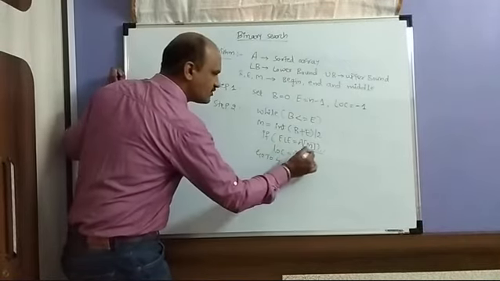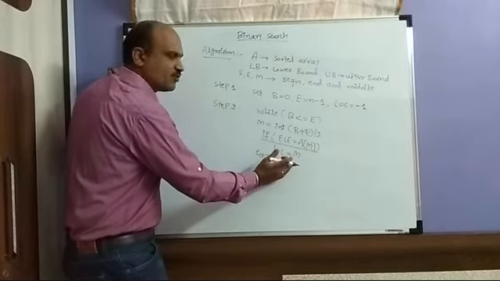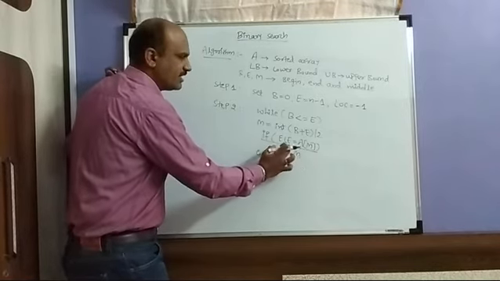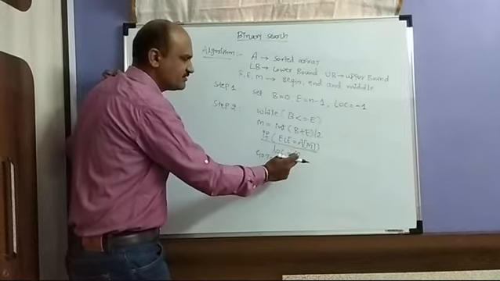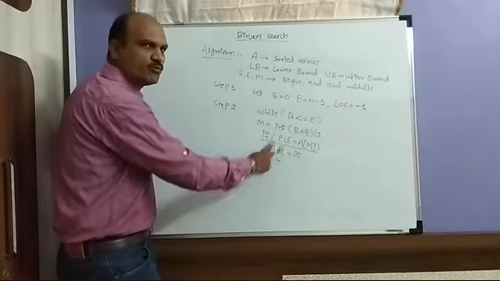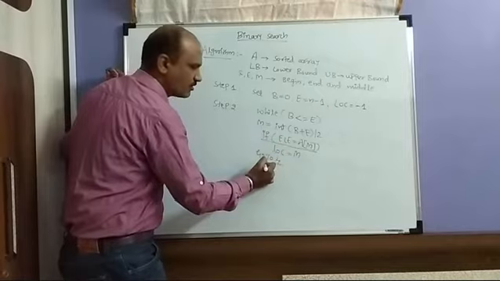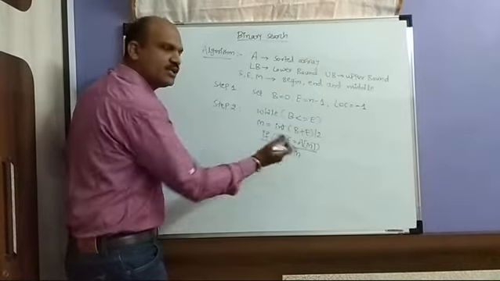Else, if it is not so, what will happen here? If the element is A of M, it means whatever element you are searching is the middle element. Then go to step 4. Step 4 is the exit, and automatically it will exit.